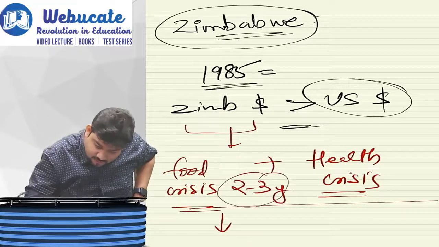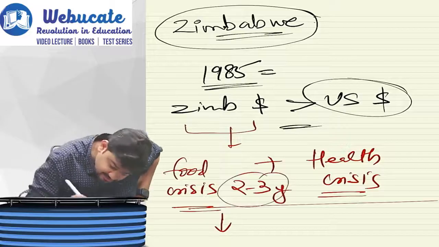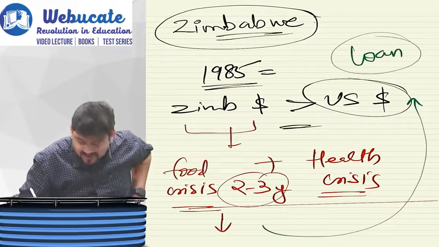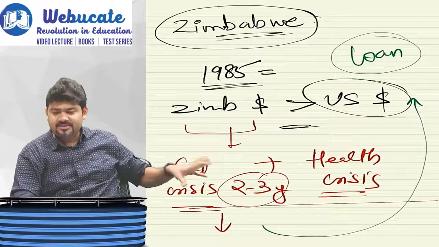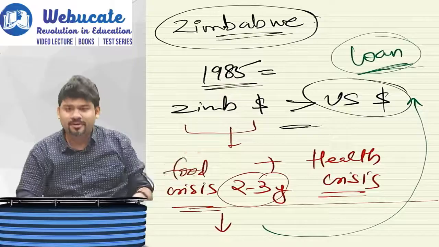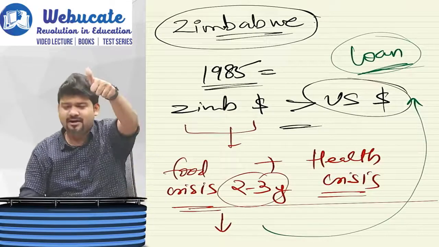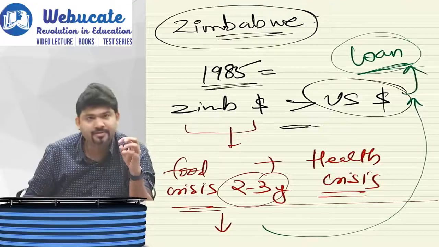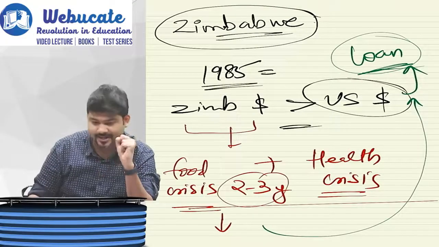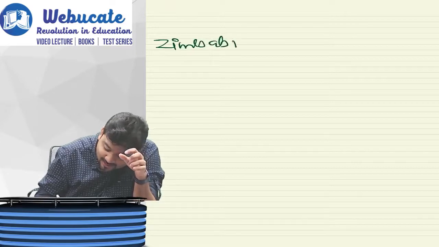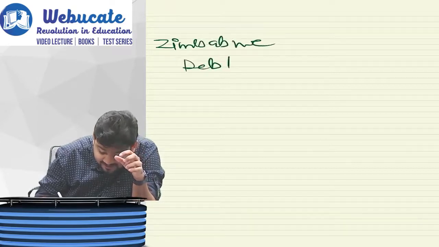They started going down. So they approached the United States of America and they told the USA, boss, please give us some loan. We are going through a tough time. There is a food crisis. There is a health crisis in our country. Please give us some loan. So the USA agreed to it. The USA gave them a loan and Zimbabwe was under debt.